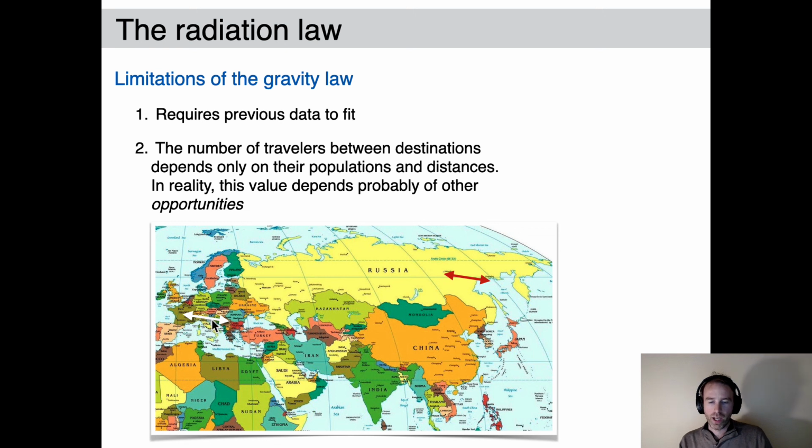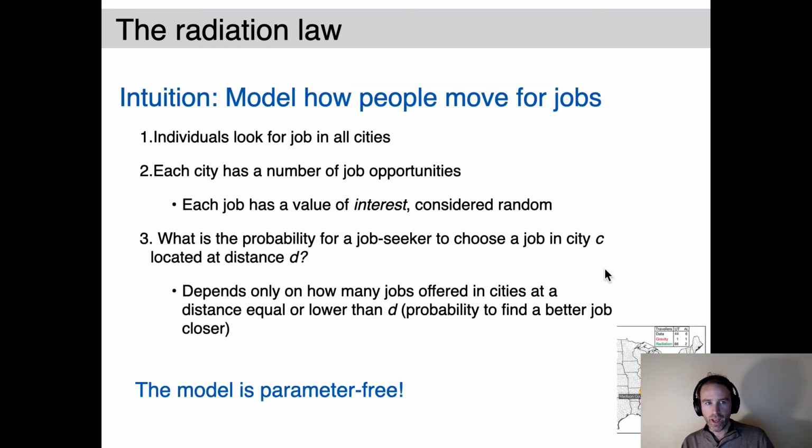So clearly, even though we have the same population and are located at the same distance, you don't expect to have the same strength of interaction between these two cities and these two others, because of the different opportunities involved. And so this is the idea, the intuition behind the radiation law.